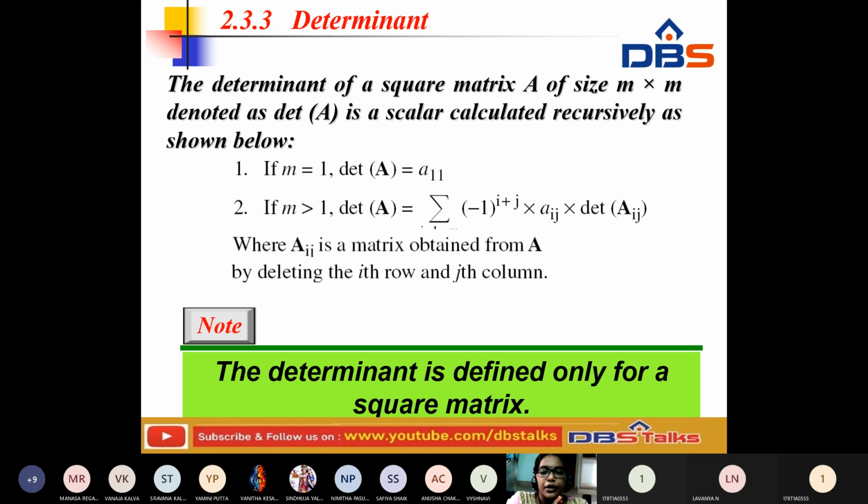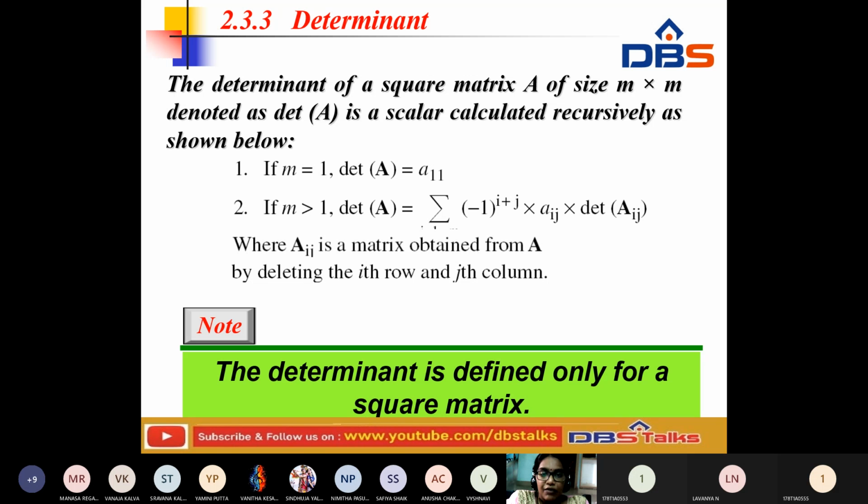See the determinant, how we are going to find the determinant here. The determinant of a square matrix A of size m by m, denoted as det A, is a scalar calculated recursively as shown below. If m is equal to 1, and it is having only one row, then det A is equal to A11, the element in that particular matrix. If it is having one row, it is having only one element in this matrix.